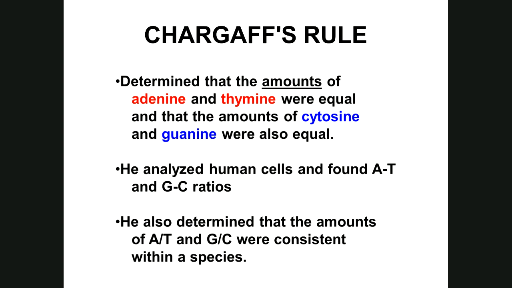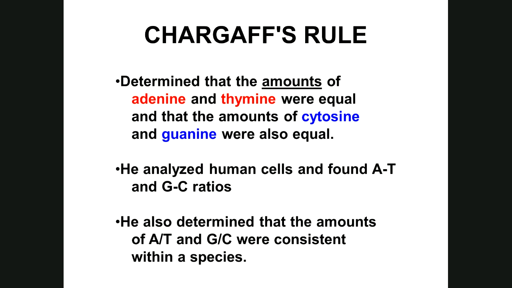Okay, we have another experiment here. This guy, his name was Erwin Chargaff. In Chargaff's rule, here's what he found out: determined that the amounts of adenine and thymine were equal. Well, that should be true because adenine base pairs with thymine, and that the amounts of cytosine and guanine were also equal, which that's true too because cytosine base pairs with guanine. So this should be 1-to-1 on both of those.